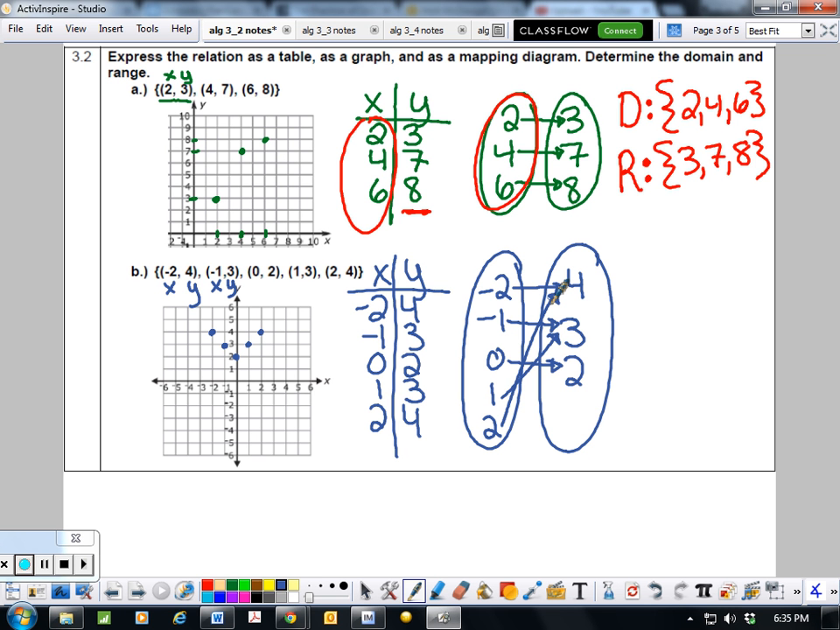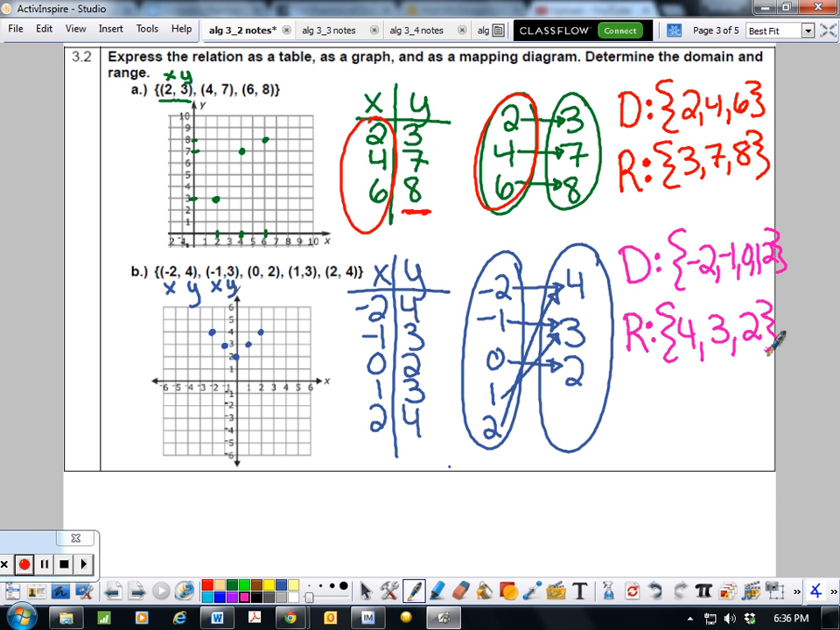So it's starting to get a little bit messy, but it gives you an idea of what's happening. And that's why we like mappings, because mappings give you a really good idea of what your domain and range should look like. So my domain are the numbers -2, -1, 0, 1, and 2. But my range are the numbers 4, 3, and 2. And I don't list 3 and 4 again because just like in my mapping, they were already there. I don't have to list it again.